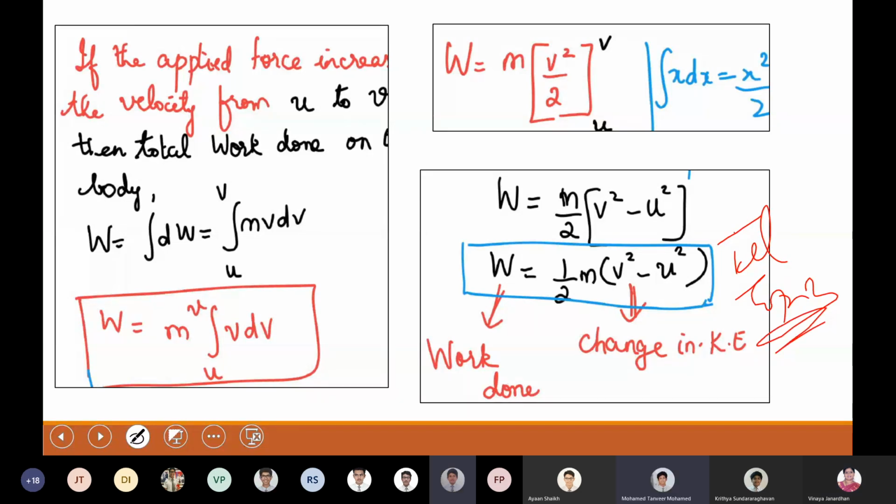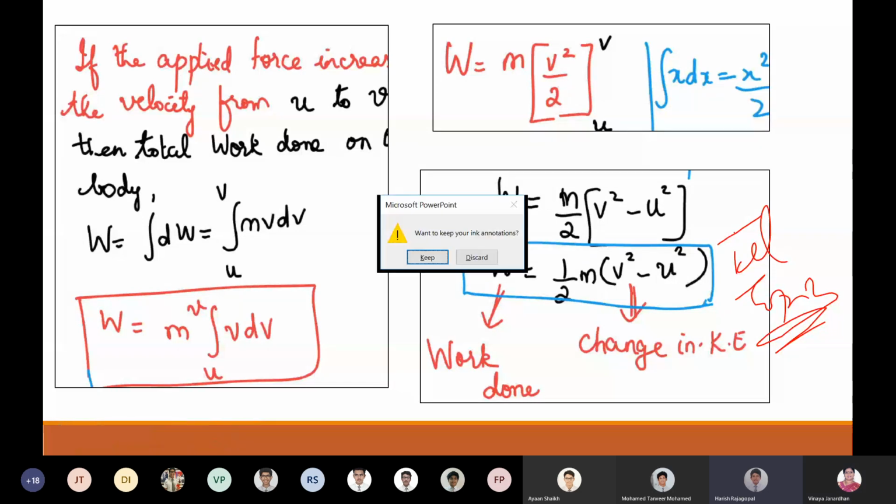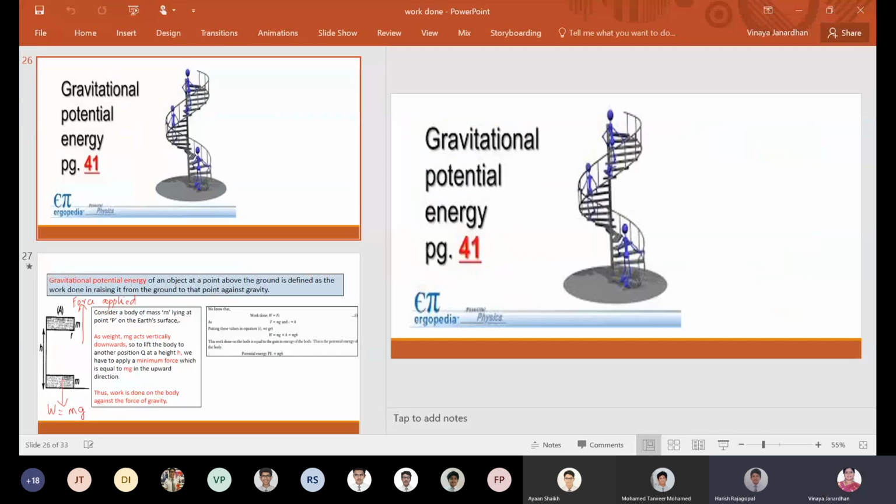Okay, ma'am. So, ma'am, this is the equation for variable force? Yes. Yeah, yeah. Now, next one.